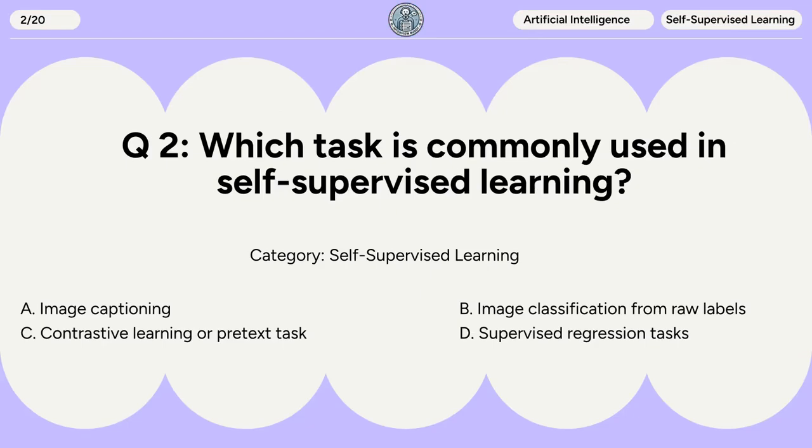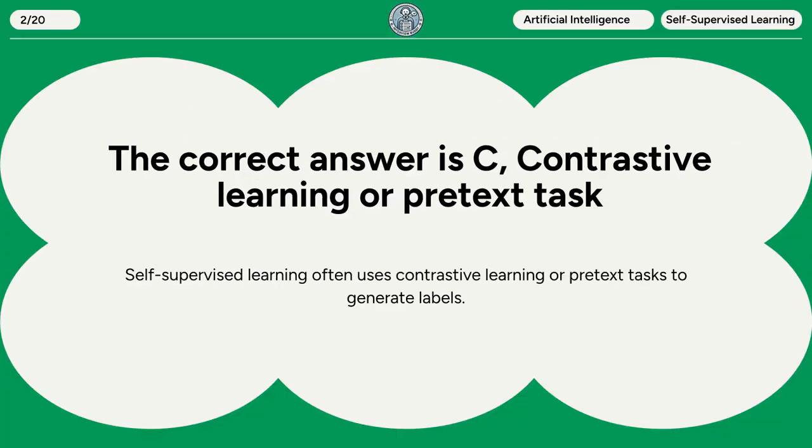Question 2. Which task is commonly used in self-supervised learning? A. Image captioning. B. Image classification from raw labels. C. Contrastive learning or pretext task. D. Supervised regression tasks. The correct answer is C. Contrastive learning or pretext task. Self-supervised learning often uses contrastive learning or pretext tasks to generate labels.